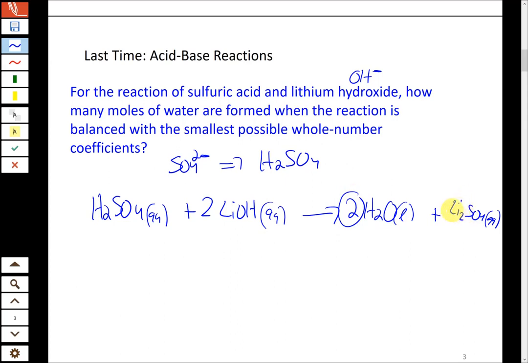No coefficient is needed in front of lithium sulfate. That one's already balanced. All right, but when you have a diprotic acid, an acid with 2 protons like H2SO4, 2 H pluses, 2 OH minuses will combine to form 2 waters. So that's a bit of a review of what we did last time, just a couple of examples.